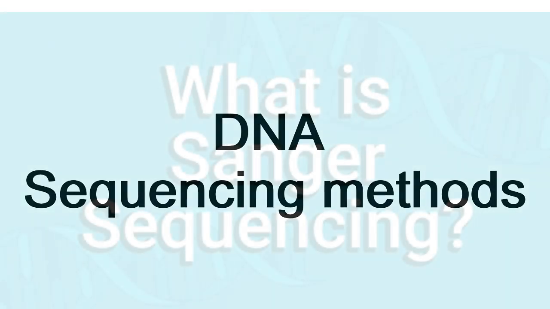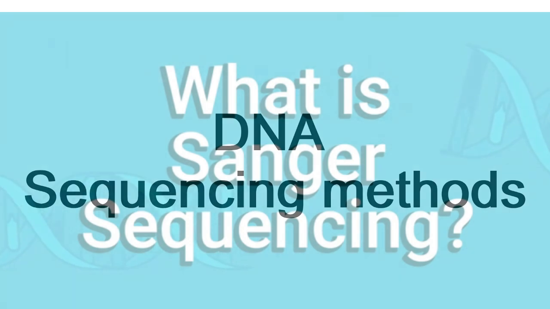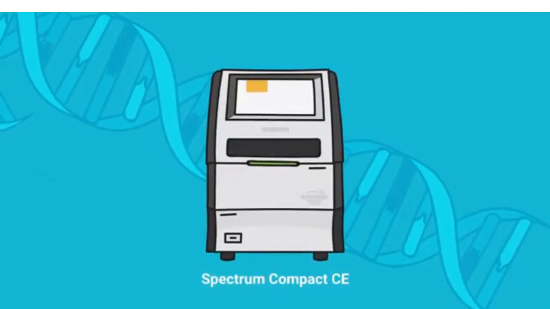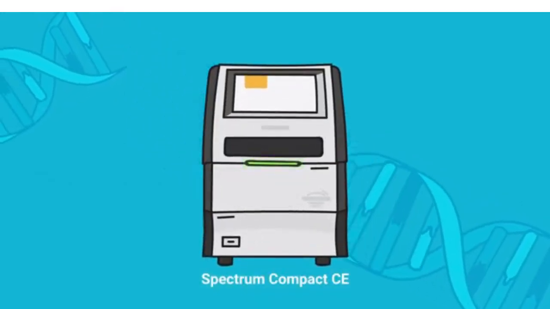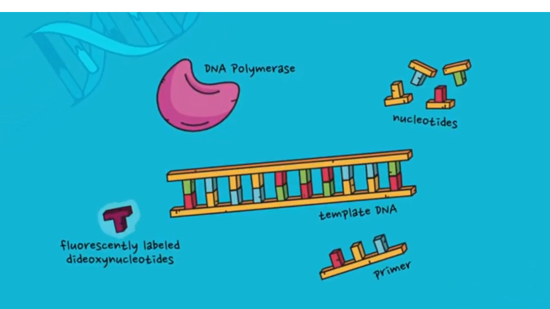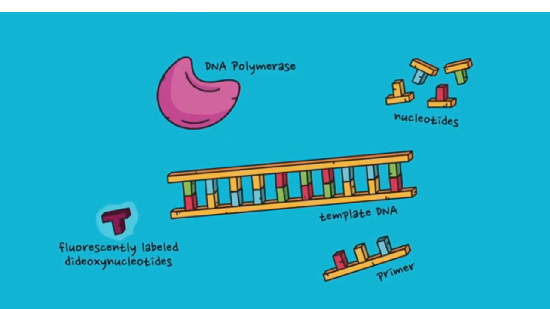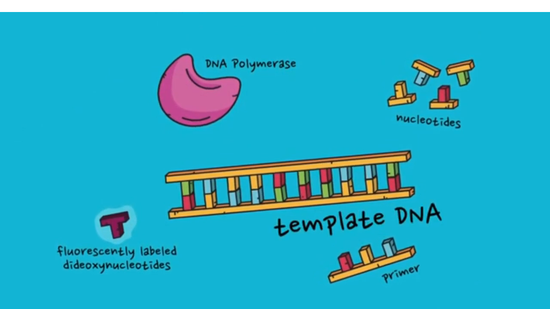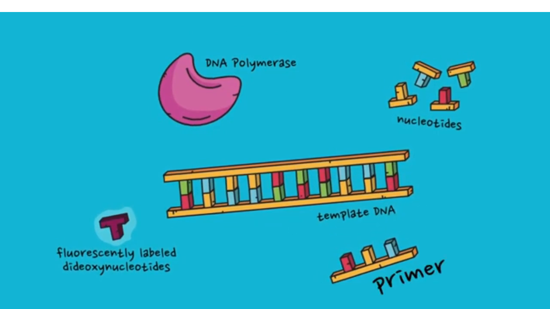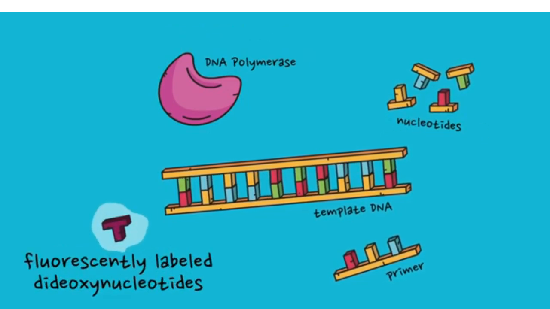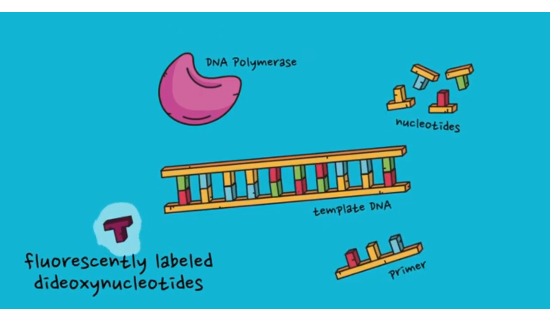Sanger sequencing has been the foundation and gold standard of DNA sequencing since 1977. While new sequencing technologies have emerged since, Sanger is still an invaluable tool for all kinds of labs. The basic steps of Sanger sequencing are simple. The reaction involves template DNA, a primer, DNA polymerase, nucleotides, and fluorescently labeled dideoxynucleotides.